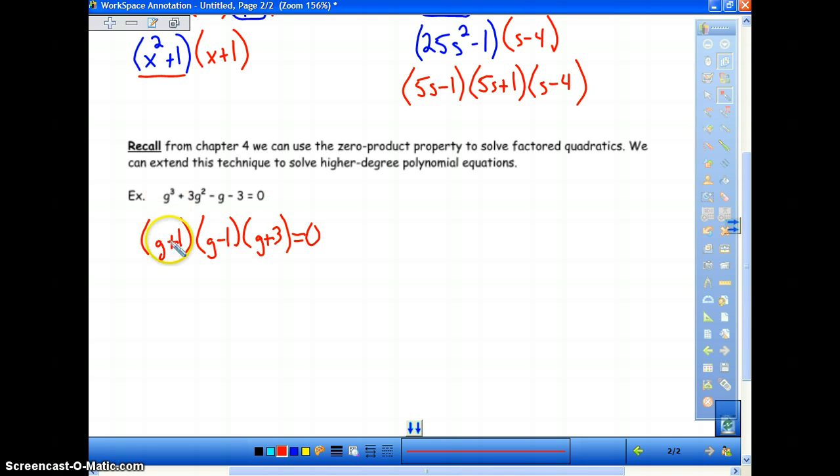So hopefully we understand when we factor completely, the zero product property helps you solve equations. So once we factor, because it's equal to 0, we can simply say what our solutions are. G equals negative 1, G equals 1, and G equals negative 3. So that works here. But I also want to show you how to use a graphing calculator to solve these too. So maybe if you don't know how to factor that well, you can use the graphing calculator to do it as well. So we're going to open up this program and show you how to do that.